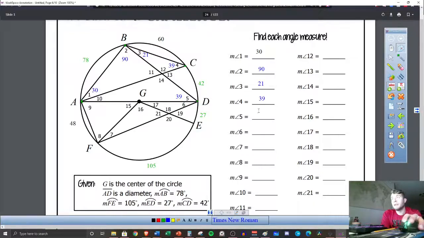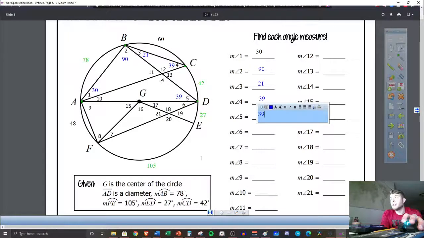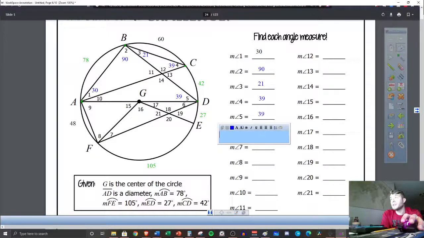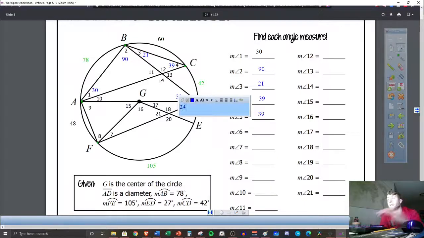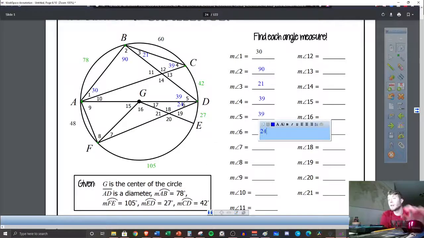So we have number 5. So 39. Okay. Now we're on to number 6. Oh, we're down here on the bottom. Number 6 is also an inscribed angle. It goes FDA. Here's the arc. It's 48. It's the one we found earlier. So it has to be half of 48, which means 6 is going to be 24. So we're using all these properties here. So 24.